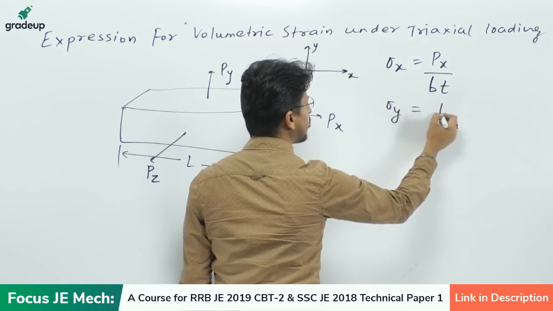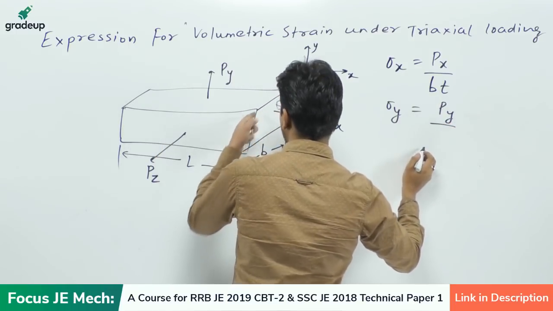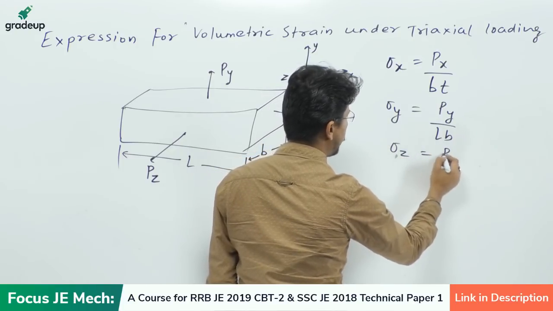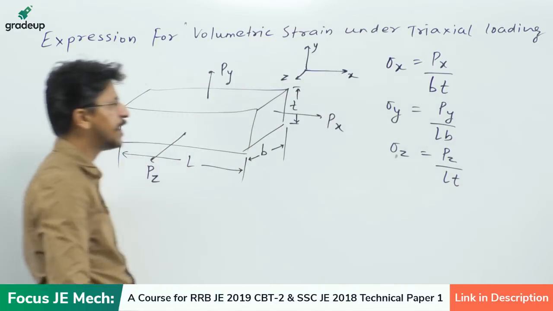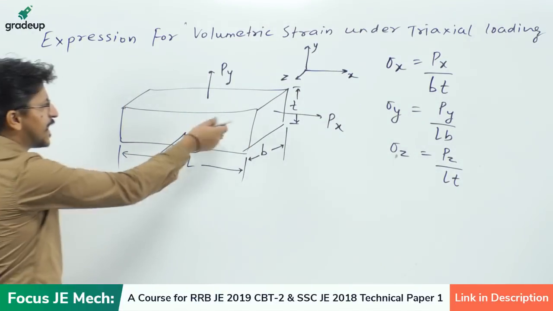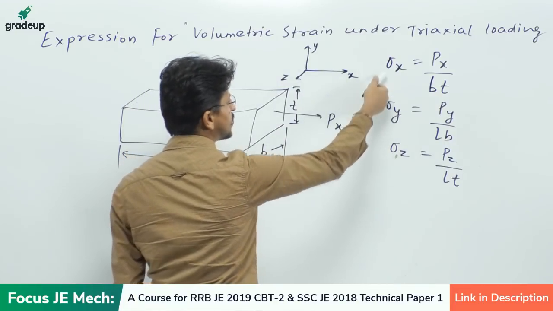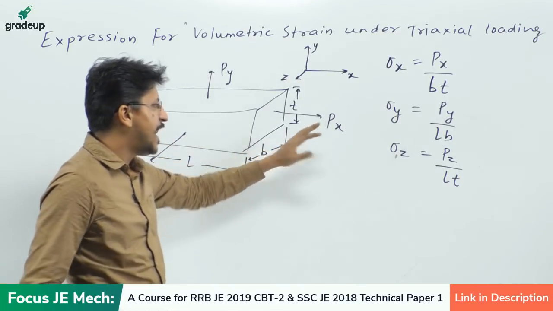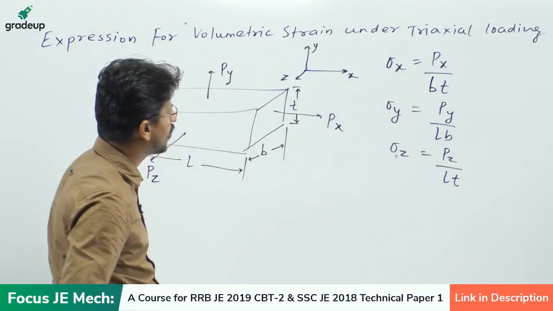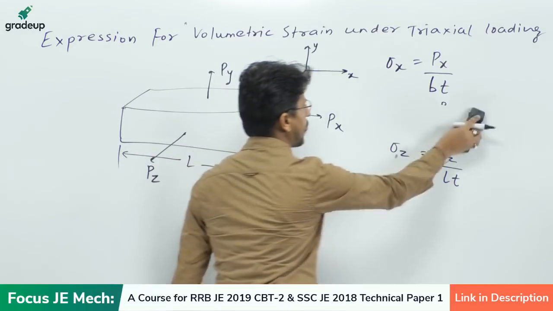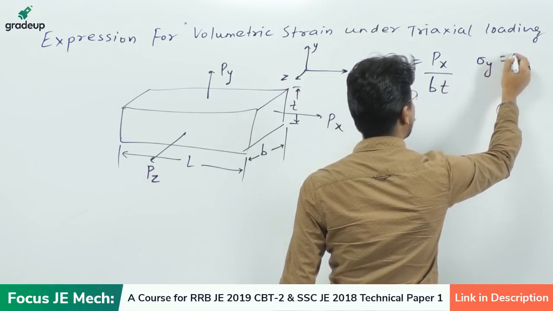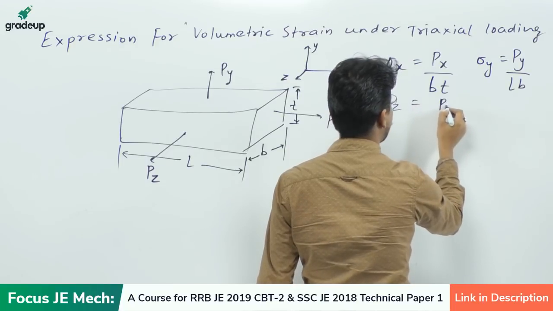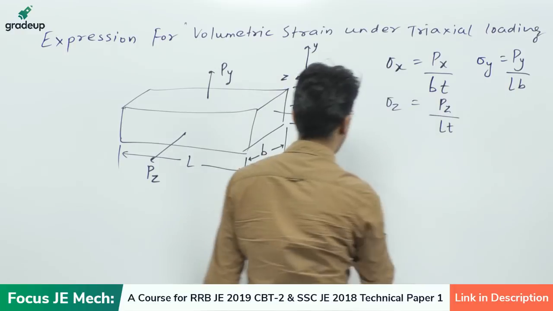Sigma y will be given by Py over L times B, so Lb, and sigma z is given by Pz over Lt. Clear? So in these directions, these will be your stresses, and whatever strains there are in these directions will be the longitudinal strain. Okay, let me draw that table for you first. This you know, sigma y equal to Py over Lb and sigma z is equal to Pz over Lt. Clear?